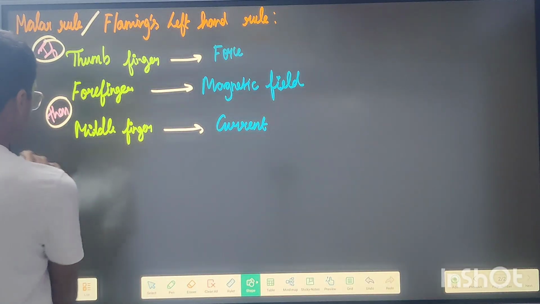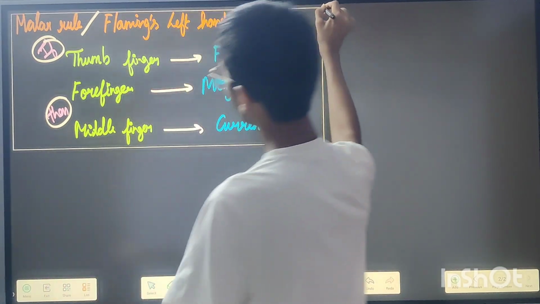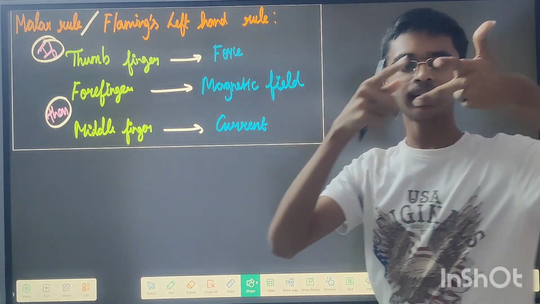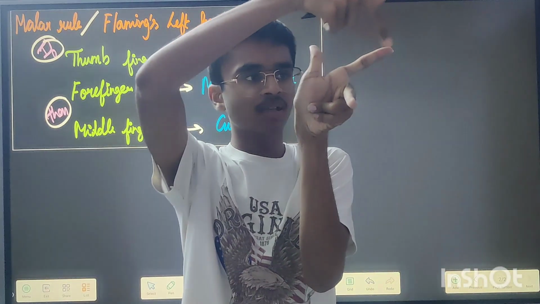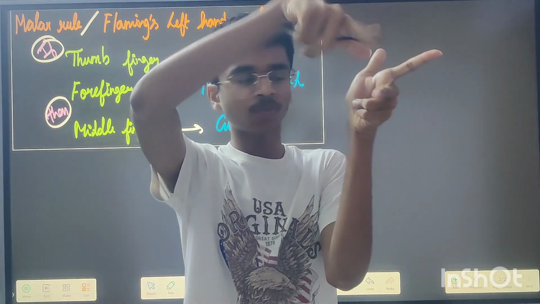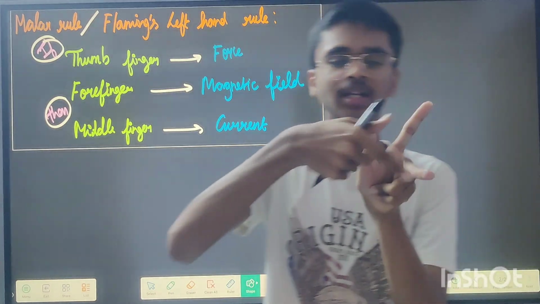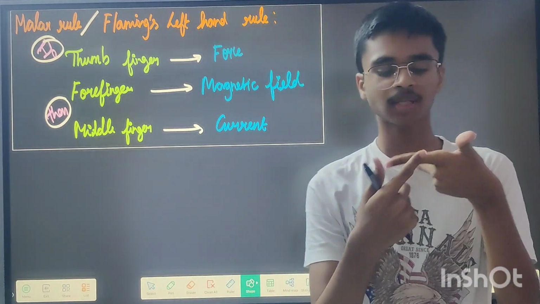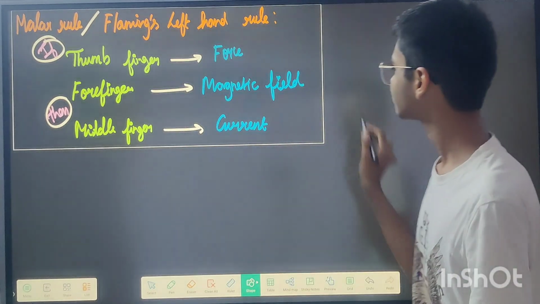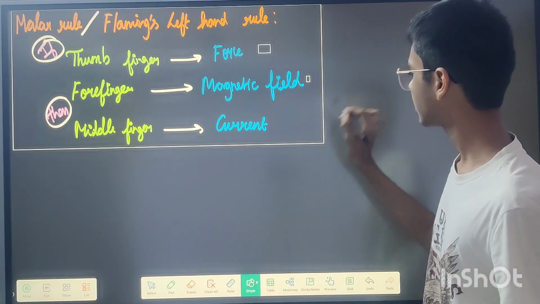And one mnemonic in order to remember this formula is: the thumb finger comes first, which is the top, next is the middle, next is the most bottom finger. So here you have to say this as father, mother and child. Father, mother, child, that's it.